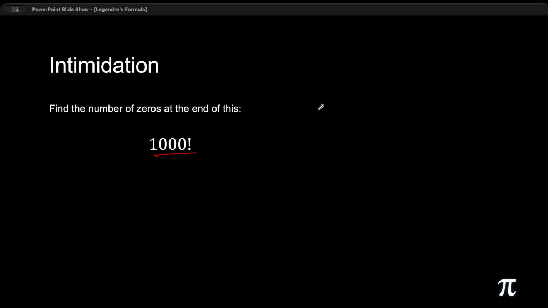If we can recall, a factorial operation is where we take a positive integer and multiply it with every positive integer less than it. So given that, 1000 factorial seems like an insanely large number.